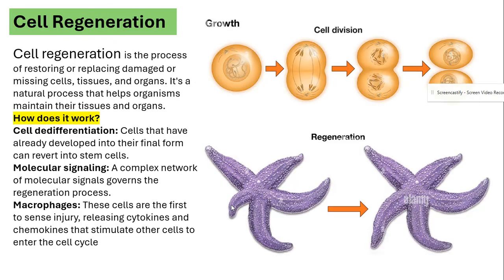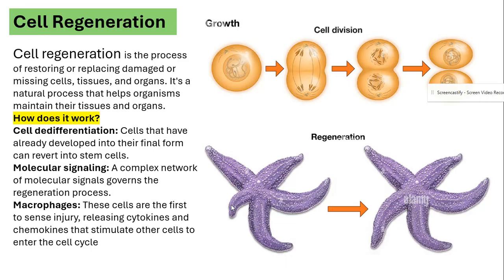Cell regeneration is the process of something dying, something has to regenerate. Cell regeneration is the process of restoring or replacing damaged or missing cells, tissues and organs. Now, cell death is important. Cell regeneration is also equally important. It's a natural process that helps organisms maintain their tissues and organs. How does it work? Cell differentiation. We saw molecular signaling. We saw macrophages. Cells that have already developed into their final form can revert into stem cells. A complex network of molecular signaling governs the regeneration process.